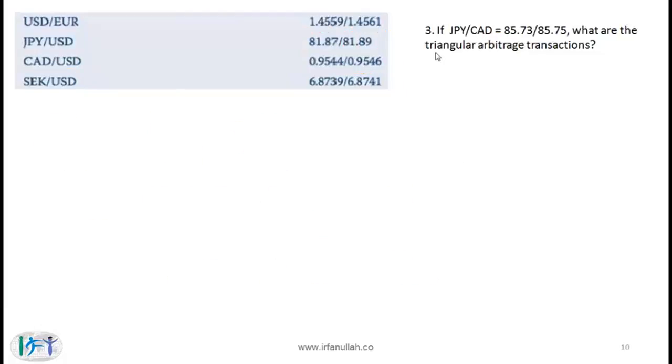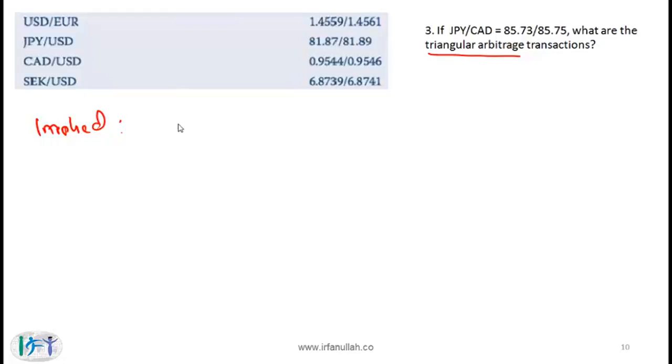Now let's talk about the concept of triangular arbitrage. Triangular arbitrage happens when there is a discrepancy between the cross rate and the implied cross rate. So in this case, the rate between Japanese yen and Canadian dollar is 85.73/85.75. Let's also look at the implied cross rate between the Japanese yen and the Canadian dollar.